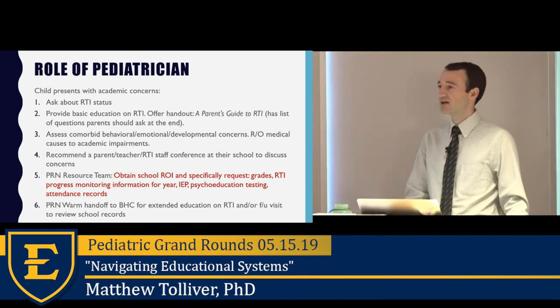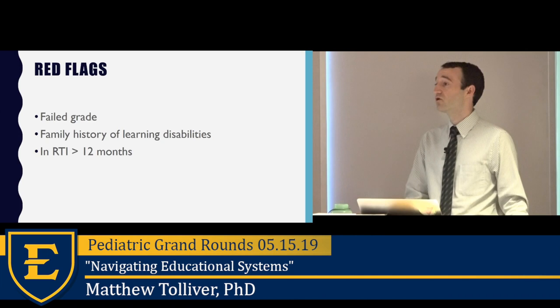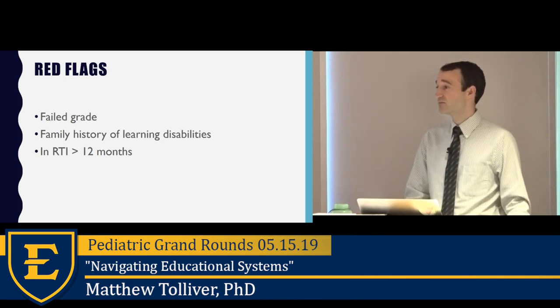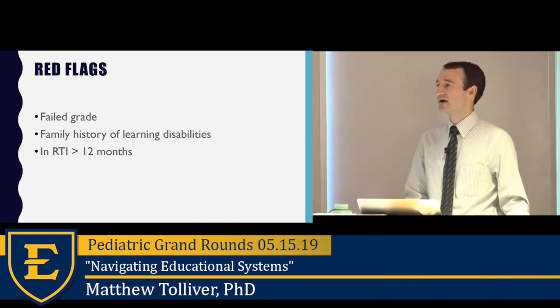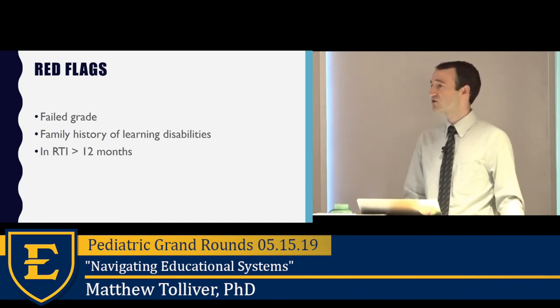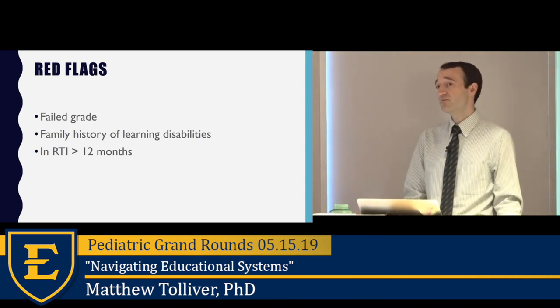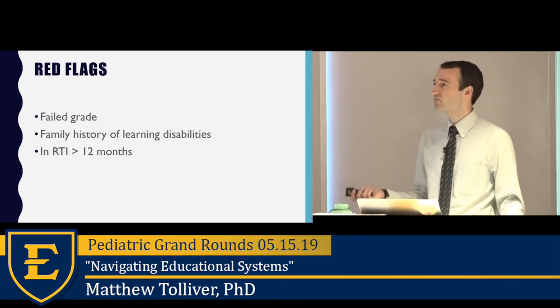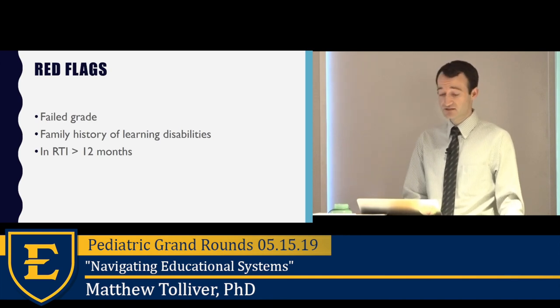I think big red flags for me are if the kids failed a whole grade, if they have a family history of learning problems, or if they've been in RTI over a year. Those are pretty big red flags that we need to think seriously about what the next steps are. But for kids who are midway through or starting the RTI system, I probably would hold off on formally requesting an IEP right then, because you want to see, is this going to help the kid? Give them time to do that.